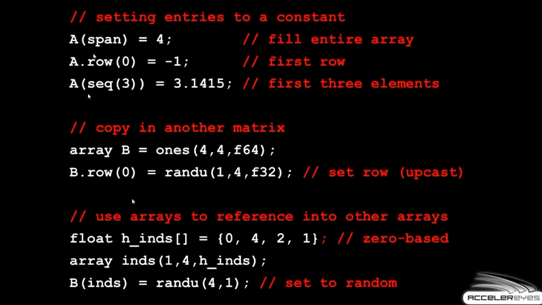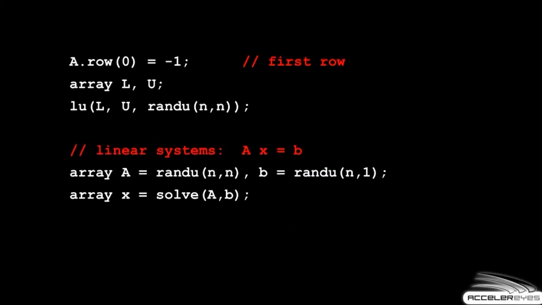Some more examples of subscripting and assigning values, copying this vector, this row, into the first row of this matrix. You can also start doing linear algebra. Here's LU factorization or LU decomposition, solving a linear system, AX equals B.